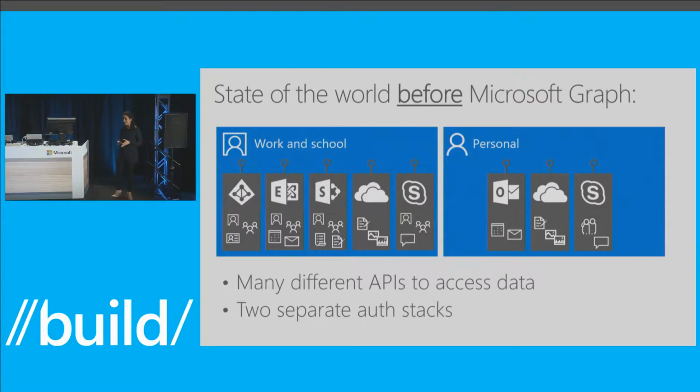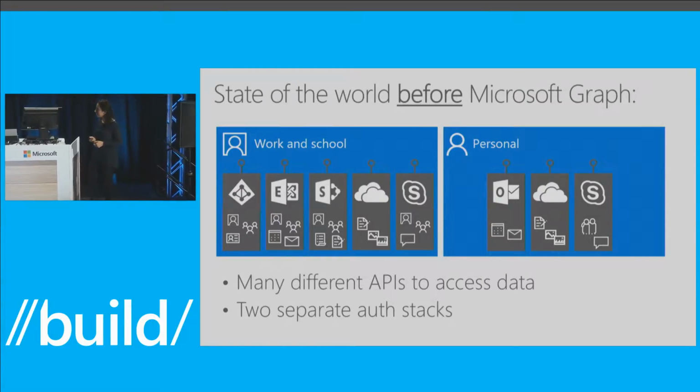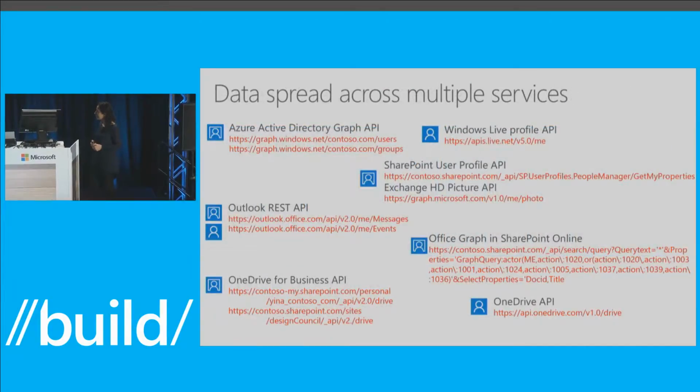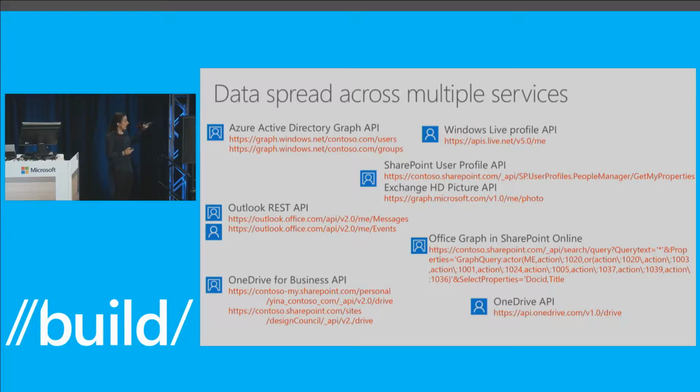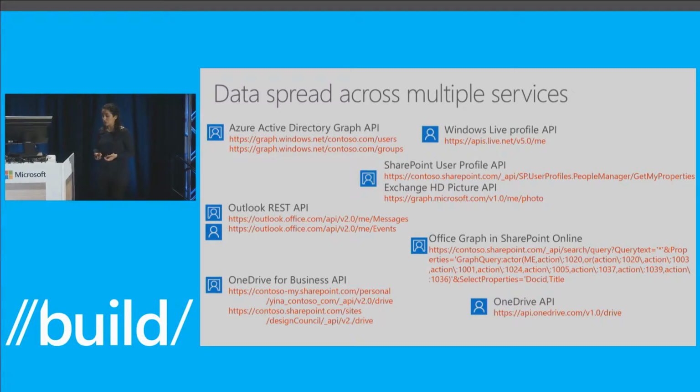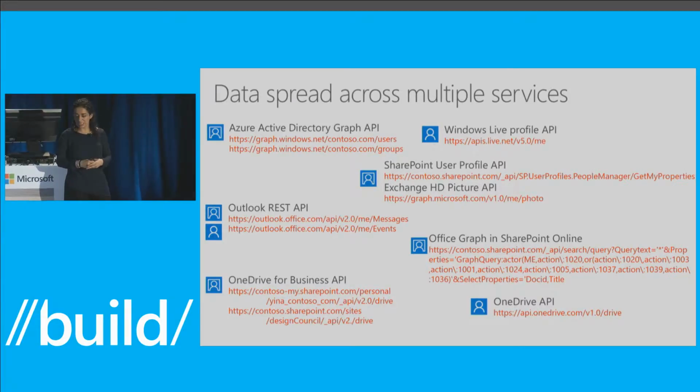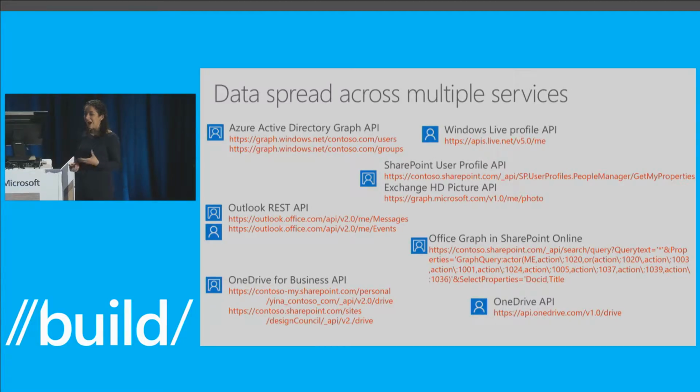Now we're making things different. But before we go there, I want to show you an example of actually how all of the different endpoints looked before. This is an example of the existing APIs because we continue to support them. Azure Active Directory, the Windows Live Profile API, the SharePoint User Profile API, Outlook, Office Graph through SharePoint, OneDrive for Business for both consumer and the commercial services. It's kind of complicated, right? If you look at all of these different endpoints, and then they have different styles as well.